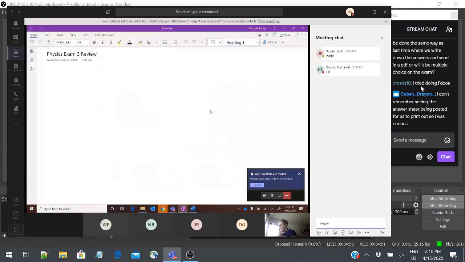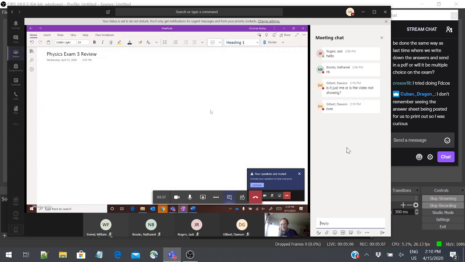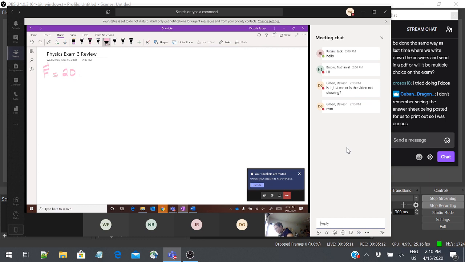So what was our F? It was 20, negative 14. Okay, 20. It was minus 14J. So that is 20 in the horizontal direction and 14 down. So this is our force vector.